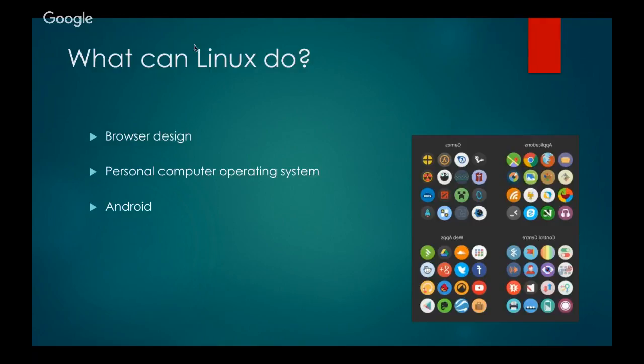And like Android, which is one of the most well-known systems, it also uses the Linux frame to make the operating system of the cell phone. And like the pictures, these are the applications that Linux can do to make the design.